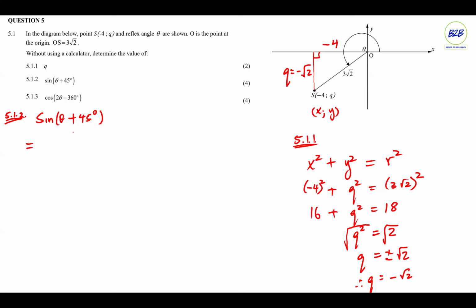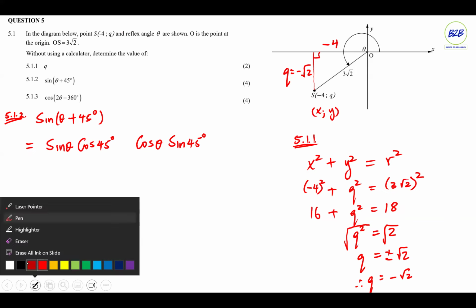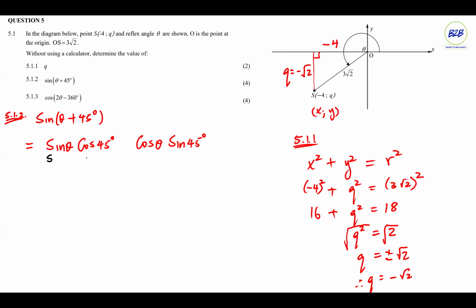So this is basically a compound angle of sine. And what is the pattern for the compound angle of sine? It is sine theta cos 45 degrees, plus cos theta sine 45 degrees. What is that pattern? The pattern is S, C, C, S: sine, cos, cos, sine.